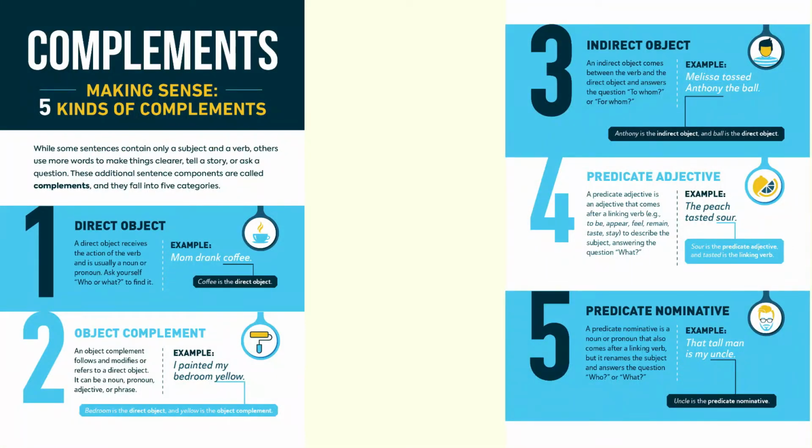Complements. Making sense. We have 5 kinds of complements. While some sentences contain only a subject and a verb, others use more words to make things clearer, tell a story, or ask a question. These additional sentence components are called complements.